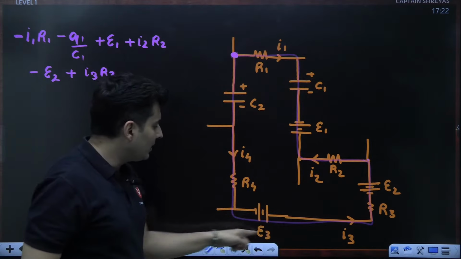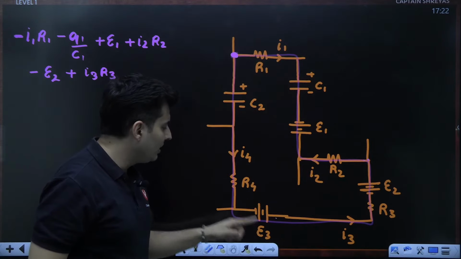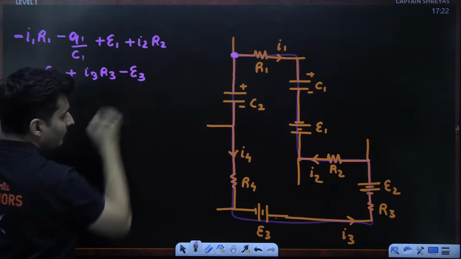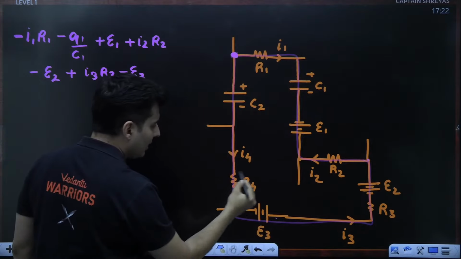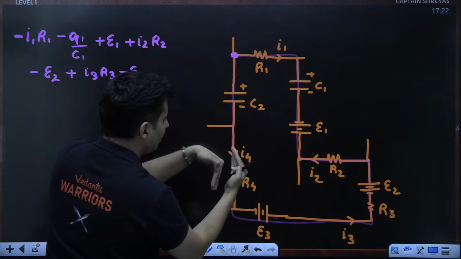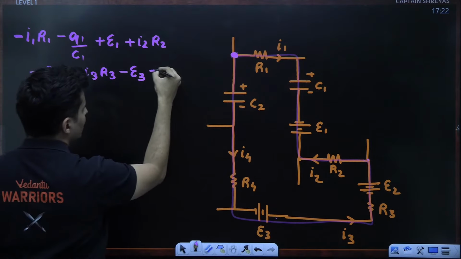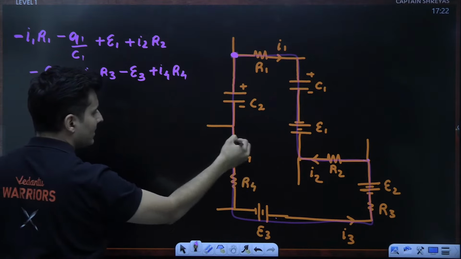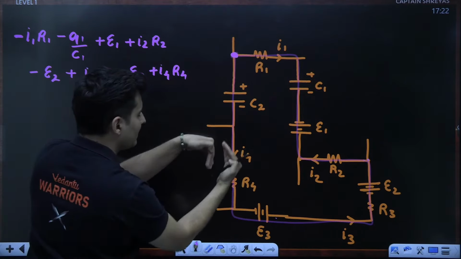I then encounter this battery. I'm going from positive to negative, so it should be a degradation. So minus E3. Then I encounter this resistor. I'm again going against the direction of the current, so it should be a jump. So it should be plus I4 R4, because I'm going against the current.